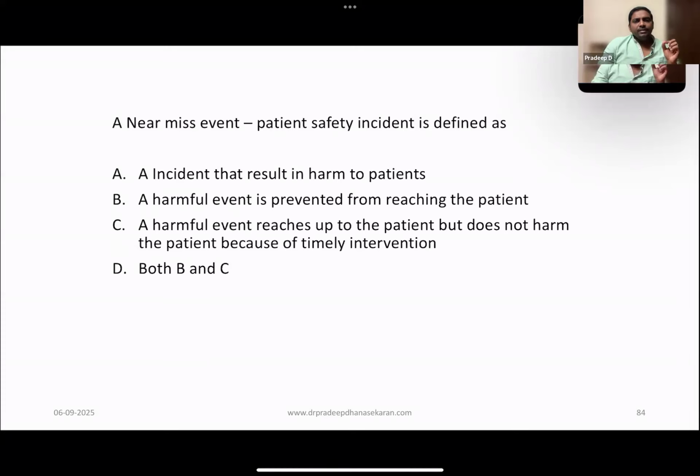A near miss is an incident that has happened but has not reached the patient, so it has not caused harm. Incident that results in harm to the patient is an adverse event. This is a false statement. A harmful event that is prevented from reaching the patient is a near miss event, right? A harmful event that reaches the patient but does not harm, that means it is a no harm event. So, this is a false statement.